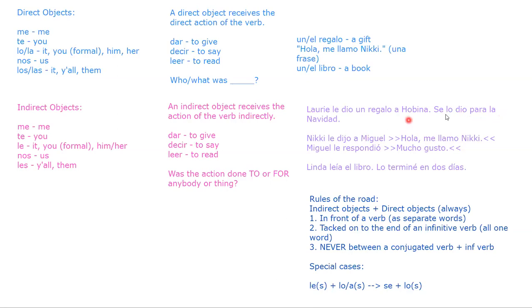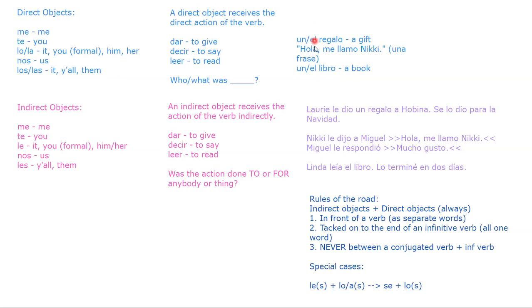All right. Lo is our it. Dio is the she gave. So she gave it. And why did I pick lo? I picked lo as my direct object because what was given? A gift. A gift, you'll see here, is a masculine word. It's el, and it's singular. It's just one gift. So going over here, I want to pick the singular masculine it, and that is lo.